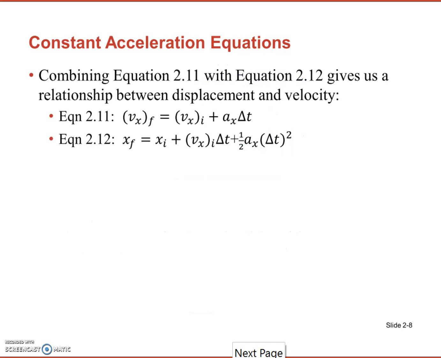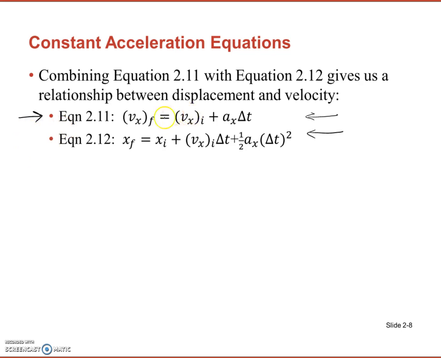Okay, so let's review. We saw equation 2.11, which is given in the book here, and we derived equation 2.12, just the ones that you saw just before. We can combine these two to get a new relationship, another equation that's very useful. To do that, I'm going to start with 2.11 and solve for delta t.